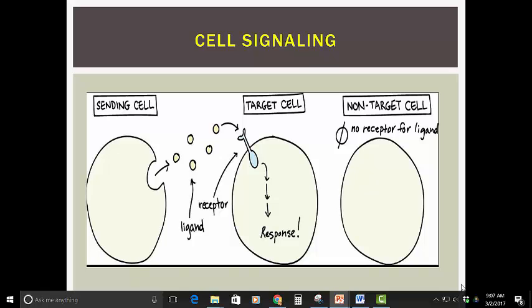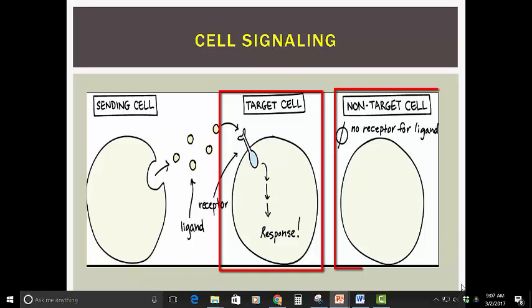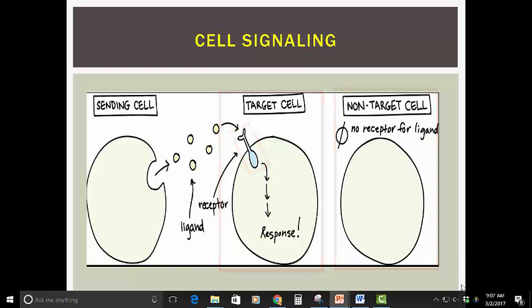In order to detect a signal, that is, to be a target cell, a neighbor cell must have the right receptor for that signal. When a signaling molecule binds to its receptor, it alters the shape or activity of the receptor, triggering a change inside of the cell. Signaling molecules are often called ligands, a general term for molecules that bind specifically to other molecules, such as receptors.